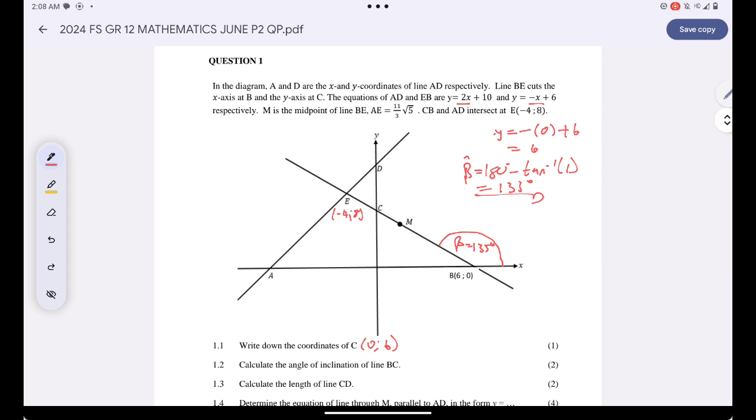Okay, now they want us to find the length of CD. CD is a vertical distance, right? D is the y-intercept of line AD, so the coordinates of D are 0 and 10. Here we have 0 and 6. The vertical distance will be 10 minus 6, which is 4 units.